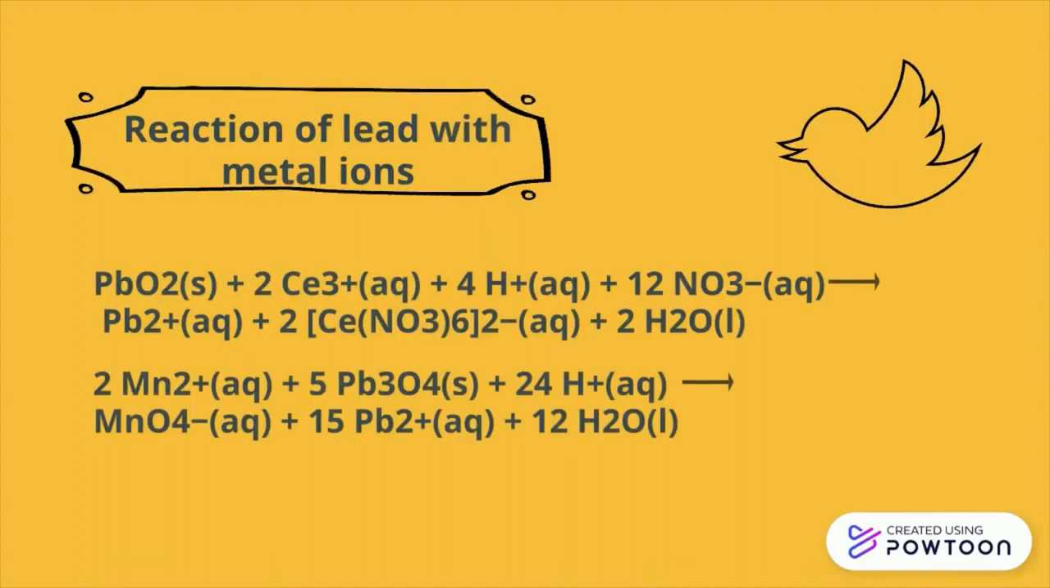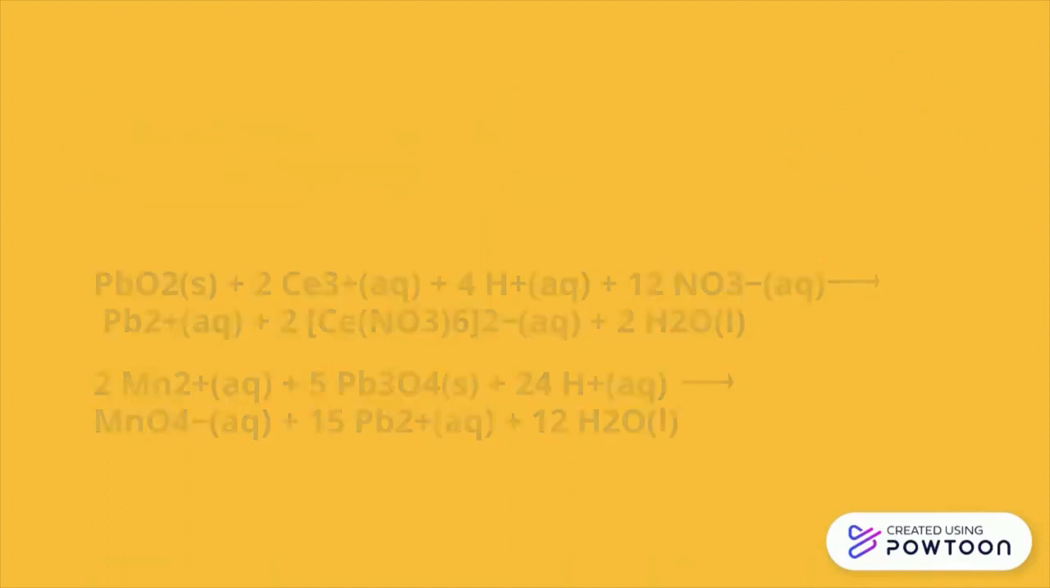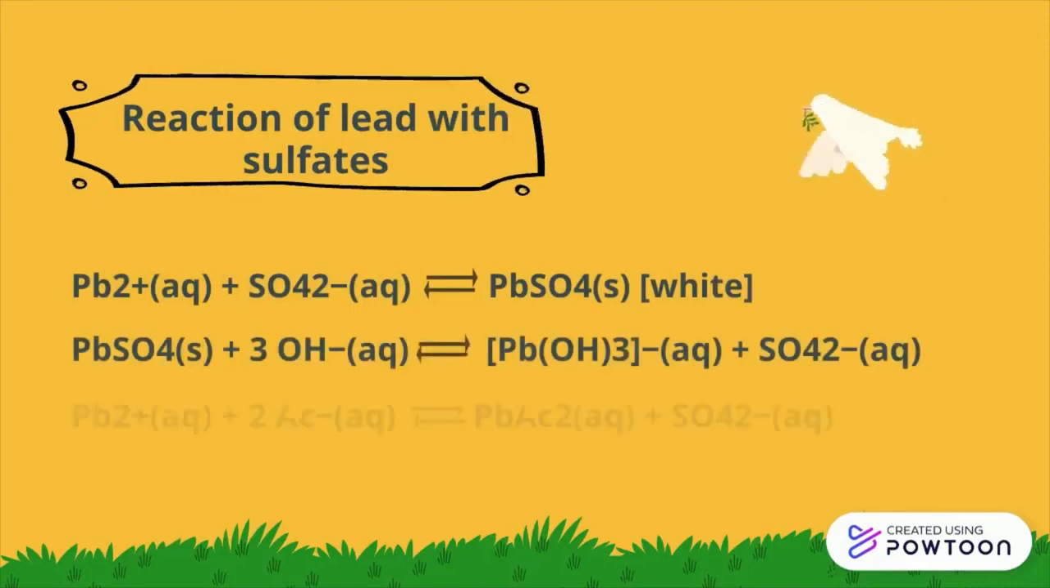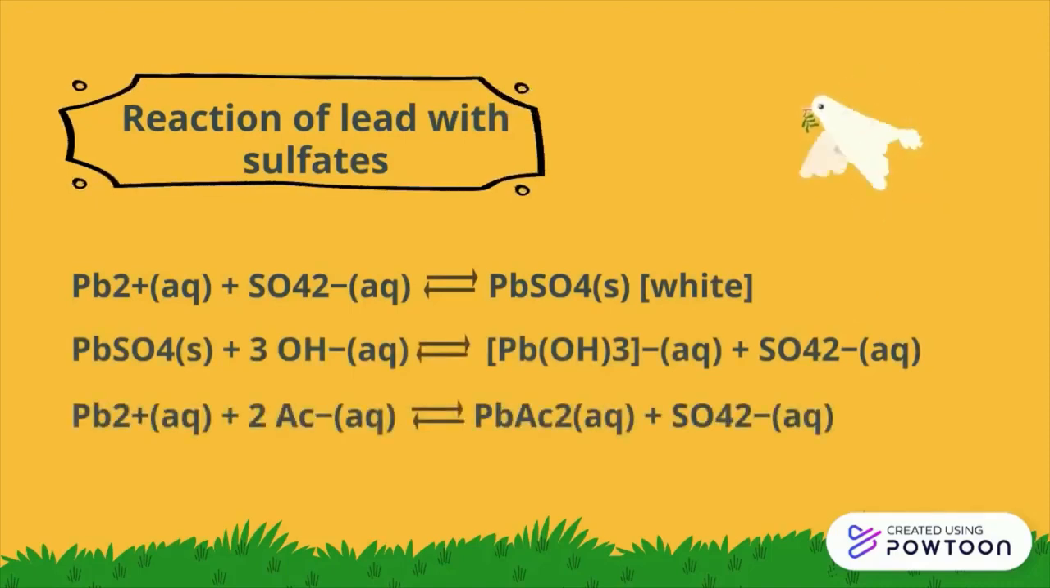Lead(IV) is a strong oxidizing agent. Lead is precipitated by sulfate under neutral to acidic conditions. The precipitate is partially soluble in concentrated sulfuric acid and dilute nitric acid, and highly soluble in hot sodium hydroxide or acetate buffer.